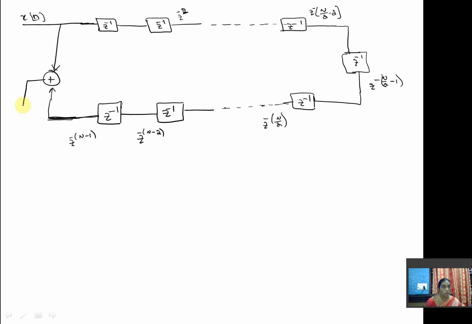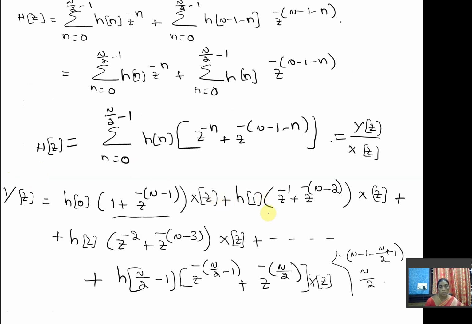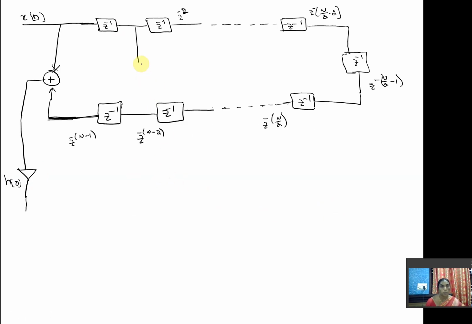Okay, now here that is multiplied with the h of 0. h of 0, right? So now, then what is the second term here? z power minus 1 plus z power minus of n minus 2. So see this.